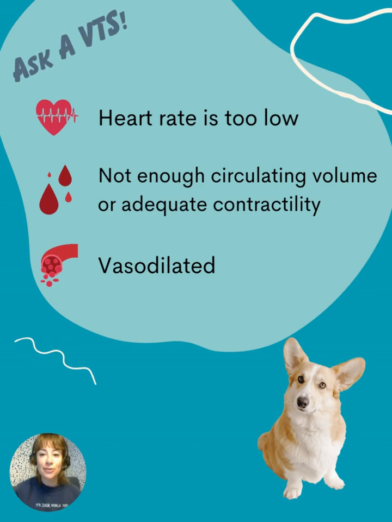So, how do you figure out what's causing your patient to be hypotensive and how do you treat it? Start by asking yourselves these questions. Does it make sense to start with a fluid bolus to a cat with a heart rate of 80? Or does it make more sense to give an anticholinergic to support heart rate?